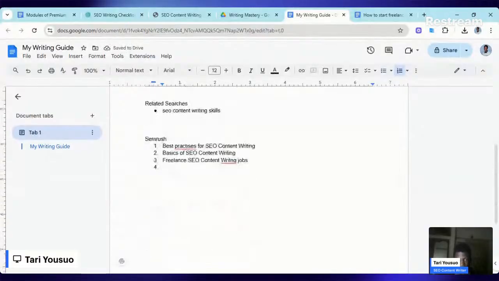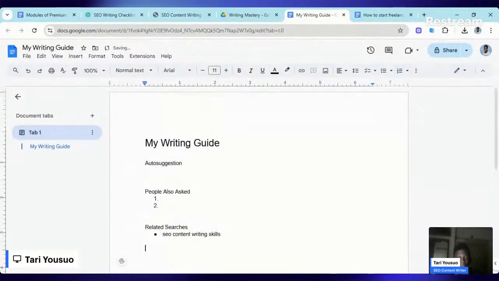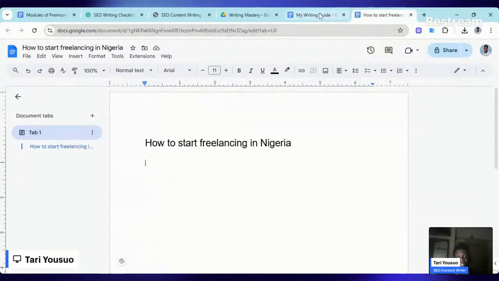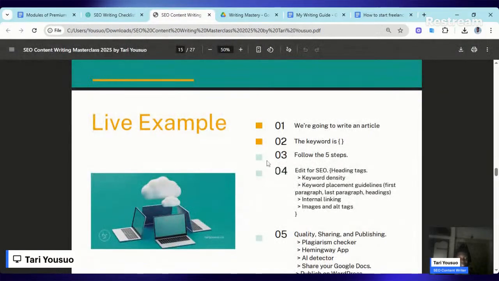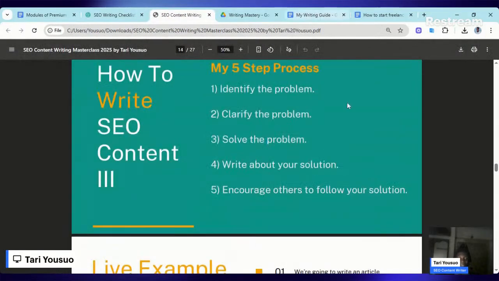Okay, this we don't need that. All right. So how to start in Nigeria? This is the keyword. Start freelancing Nigeria. So the first thing I'll do is remember my 5-step SEO content writing process. First, identify the problem.